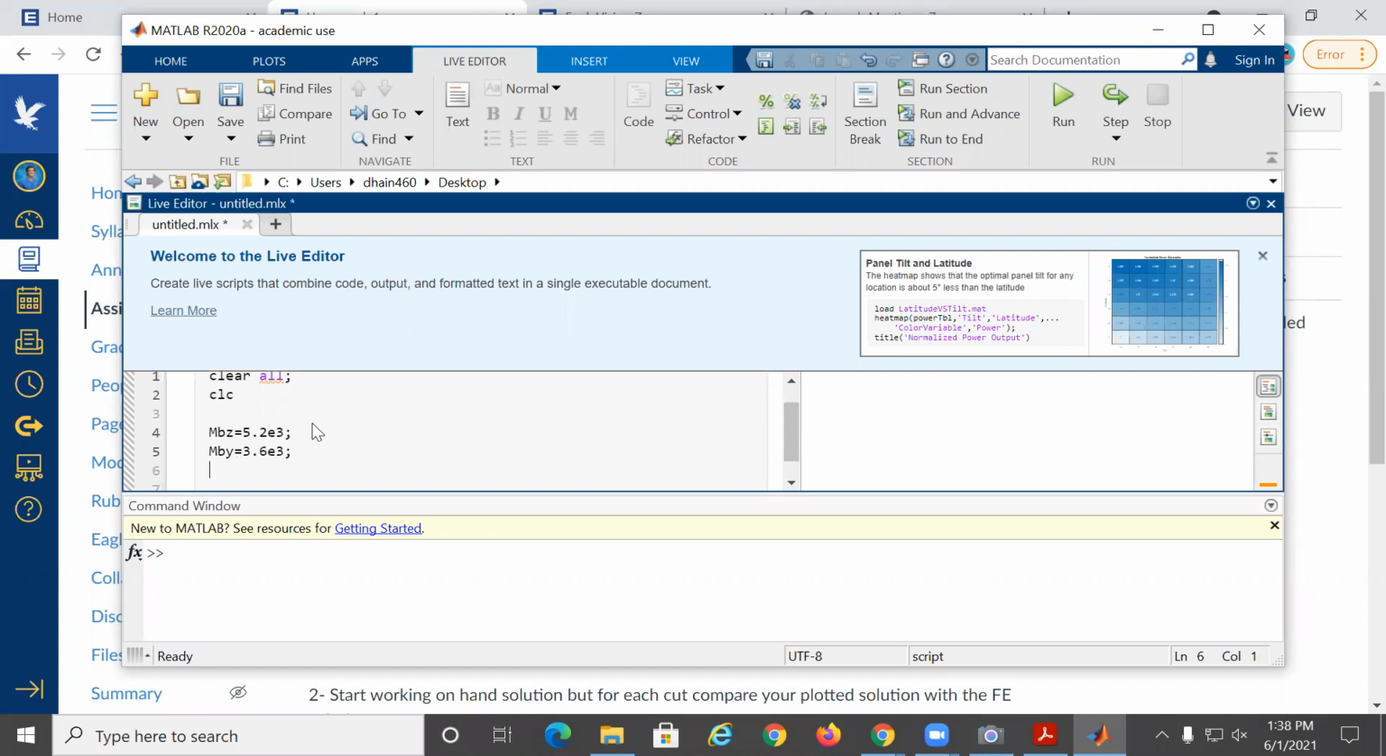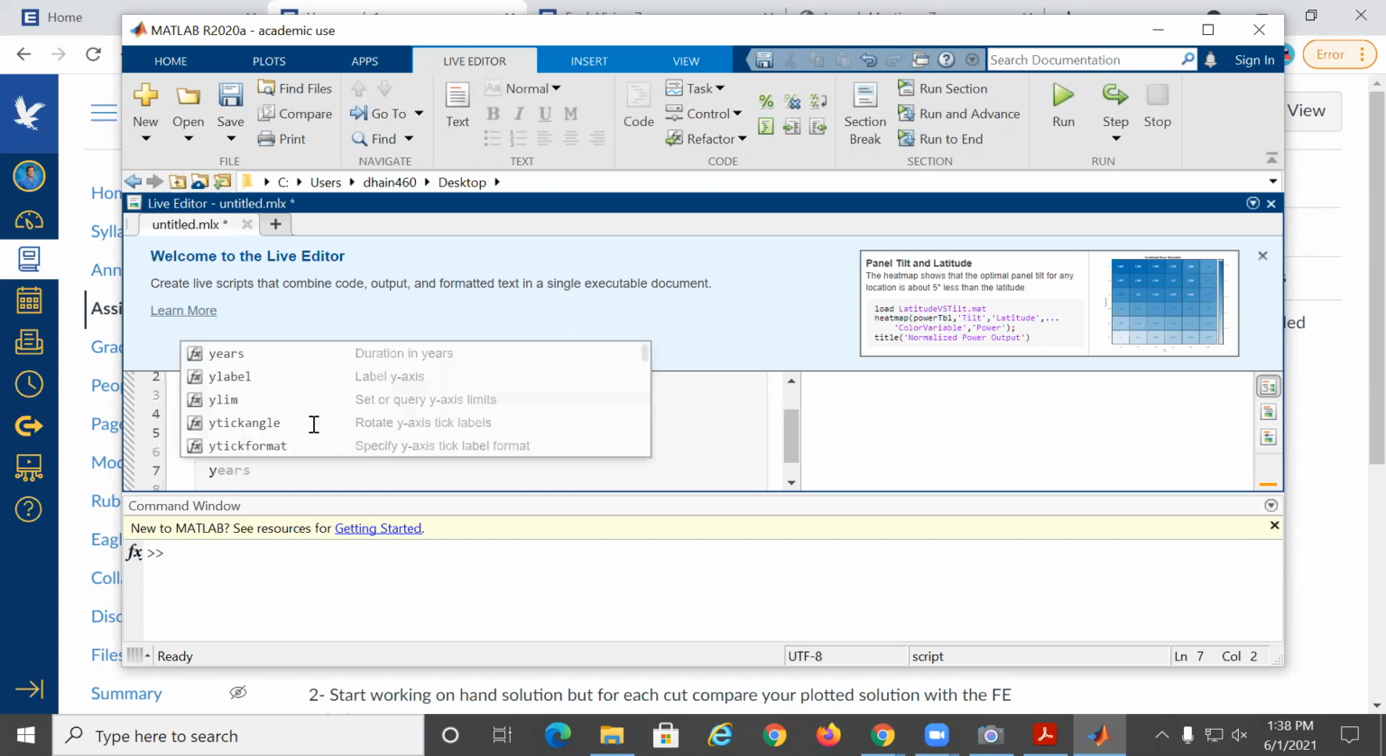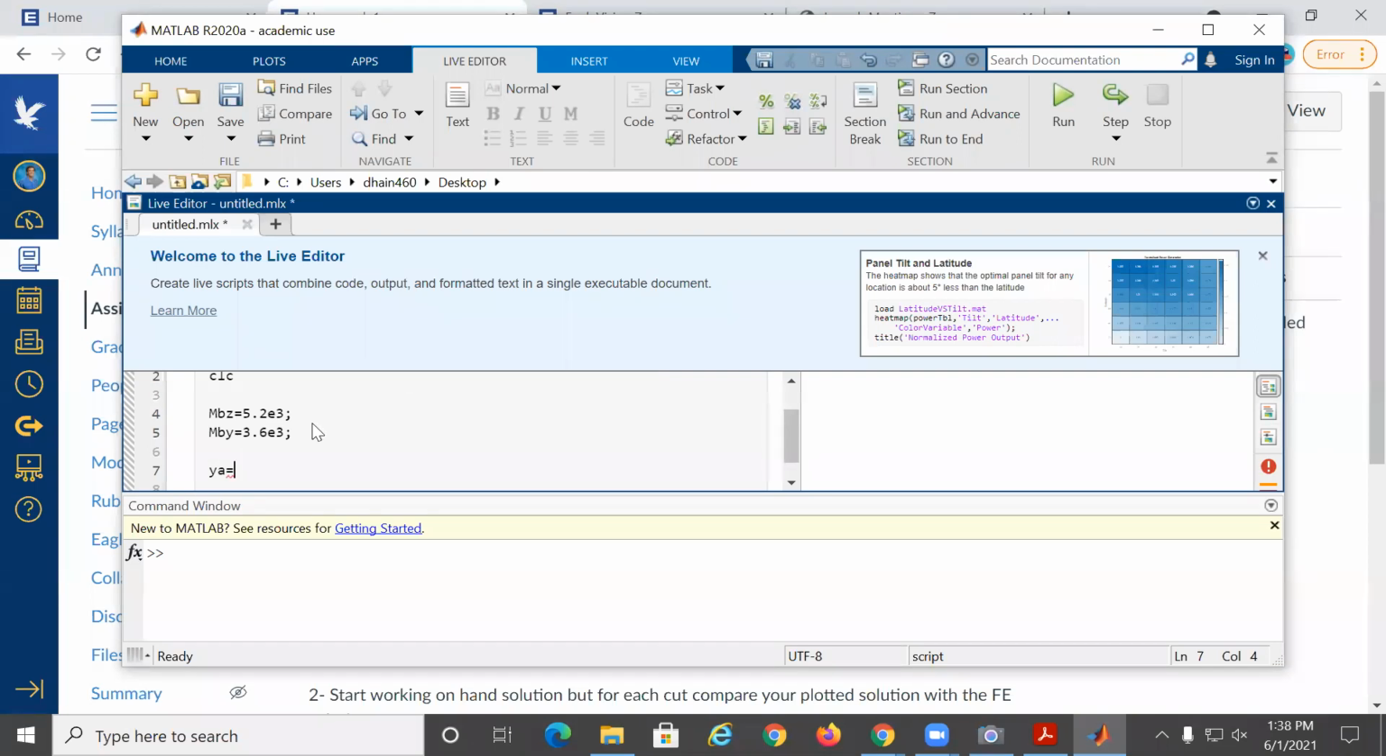Then we have, let's say here, YA is equal to 0.0375. ZA, this is for the points, equal to 0.075. YB is equal to YA. And ZB is equal to 0.050. All right.